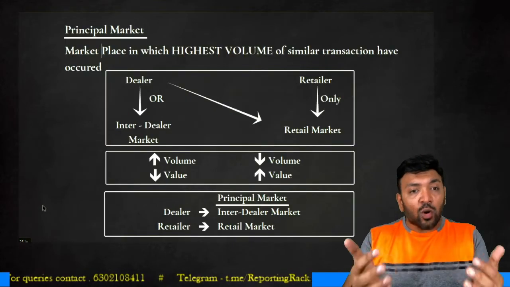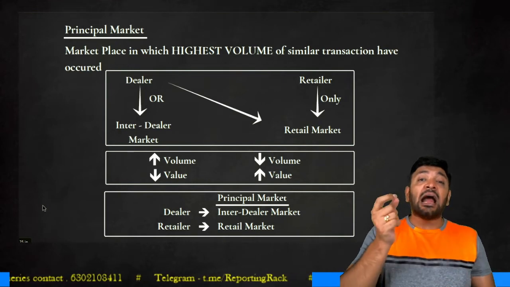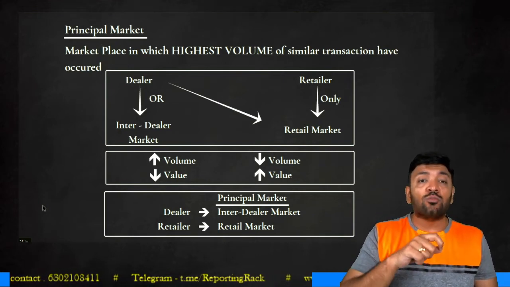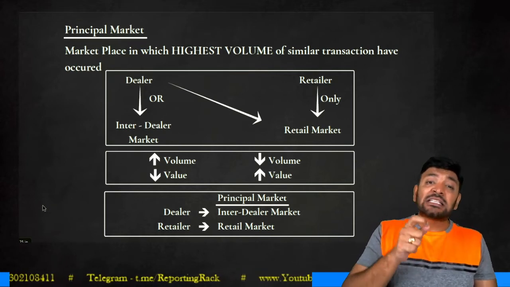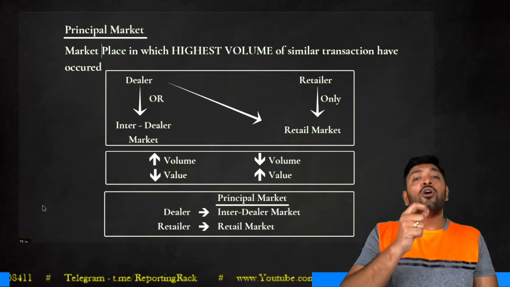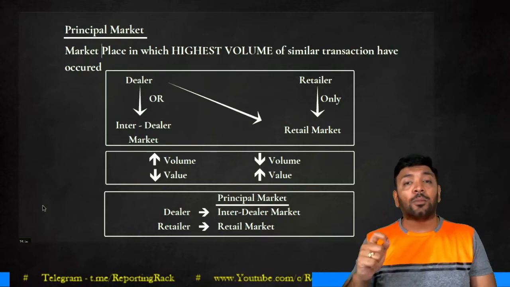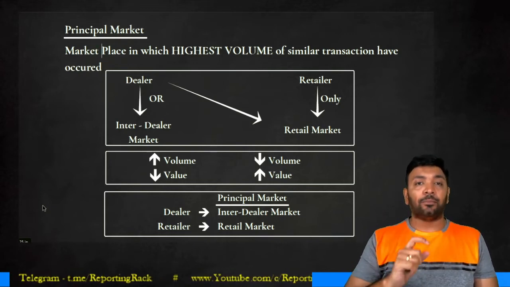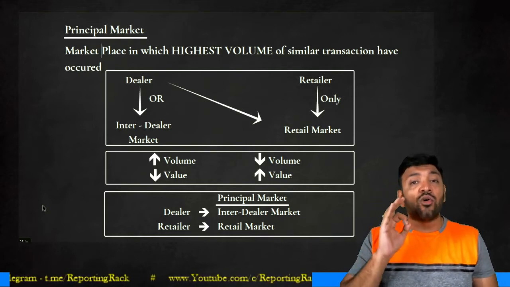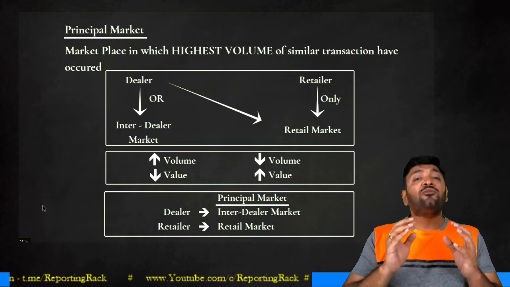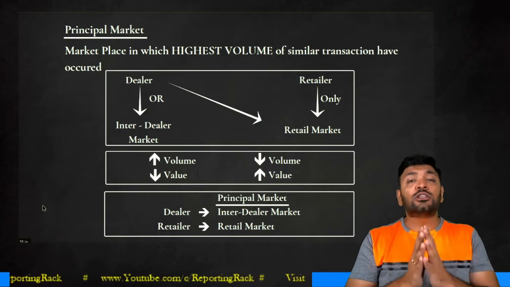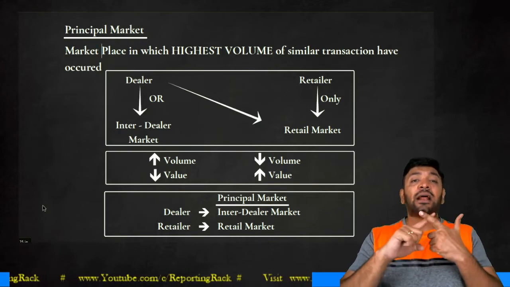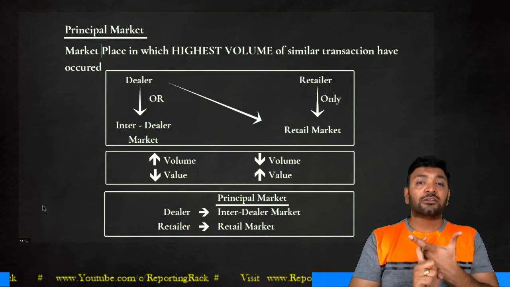If I am not able to identify a principal market, I will determine fair value with respect to the most advantageous market. The most advantageous market maximizes the return from the sale of an asset or minimizes the amount required to be paid for the transfer of a liability. In determining the most advantageous market, I'll have to make sure that the price of the product is reduced by both transaction cost and transportation cost.